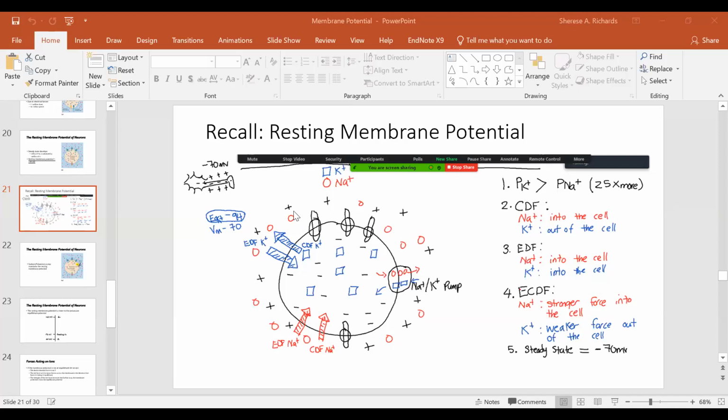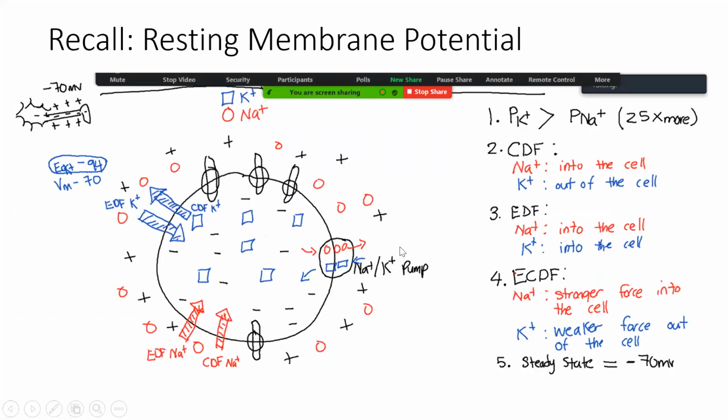So I'm going to jump back to this drawing that we did. That was a summary of the establishment of the resting membrane potential, and I'll talk about how the equilibrium potential of our ions relates to it. Let's start with the definition of equilibrium potential. This is the membrane potential at which our ions, respectively, are no longer moving. The chemical driving force and the electrical driving force are equal and opposite, and the ion is no longer moving.